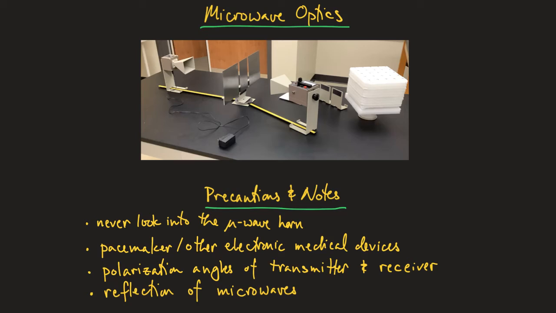This video gives a brief overview of the microwave optics experiment. A rule of thumb for doing diffraction and interference experiments with electromagnetic radiation is that the wavelength of the radiation should be roughly similar to the size of the structure that is being studied.